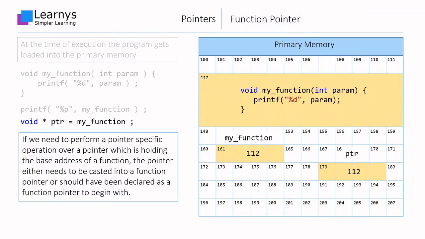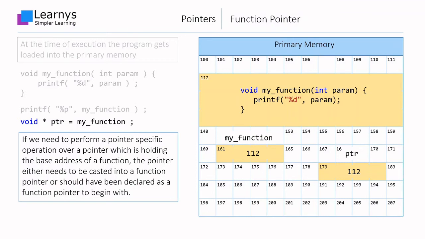We have seen in the previous section that in order to apply pointer specific operations like dereferencing, the compiler needs to know the data type or the nature of the pointer. For example, if the address held by the void pointer is the base address of an integer variable, the void pointer needs to be cast into an integer type pointer before it can be meaningfully dereferenced, or it should have been declared as an integer type pointer instead of being declared as void type pointer.